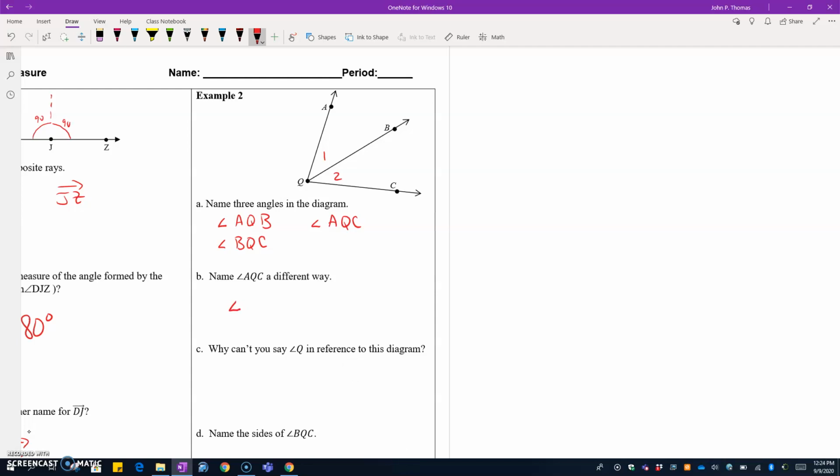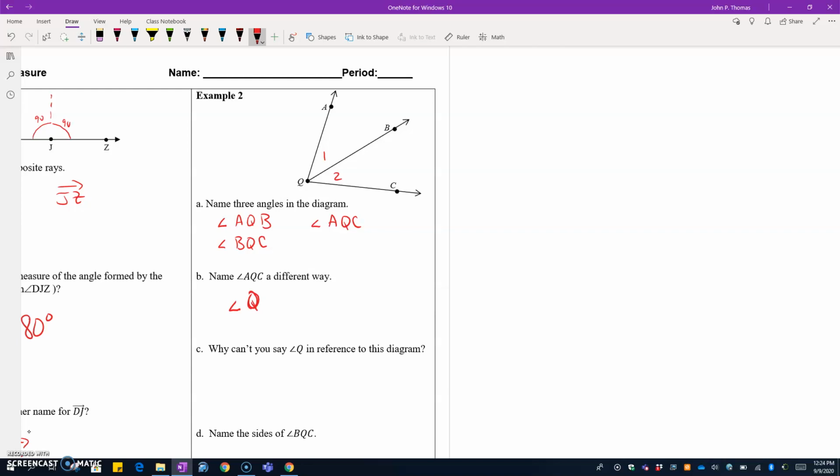The only other way I could label that is I could just say angle Q. All right, we can only do this when it's dealing with one large angle. We could not label the small angles, angle 1 or angle 2, in the same way. So it has to be the only angle or the largest angle in order to just use the vertex.